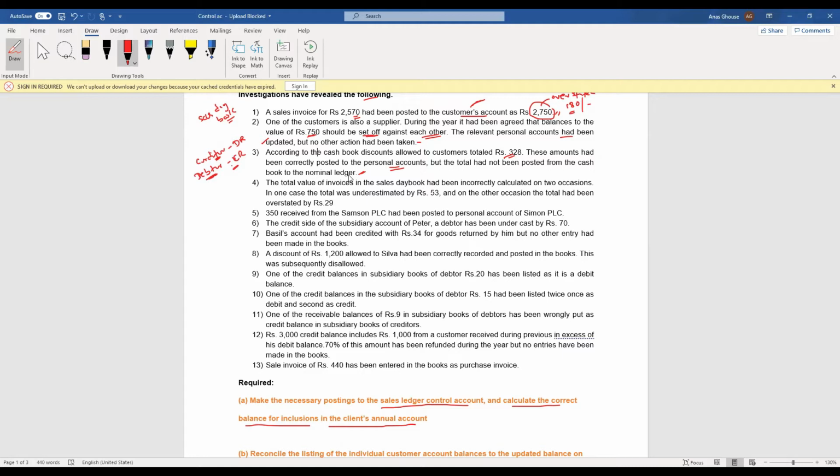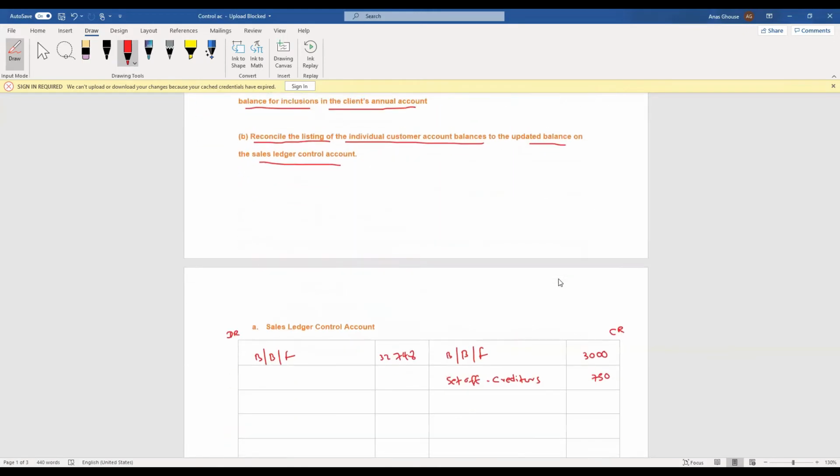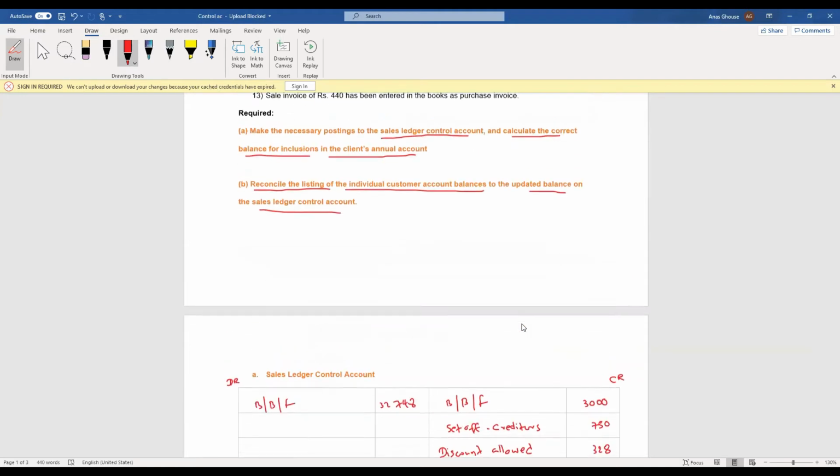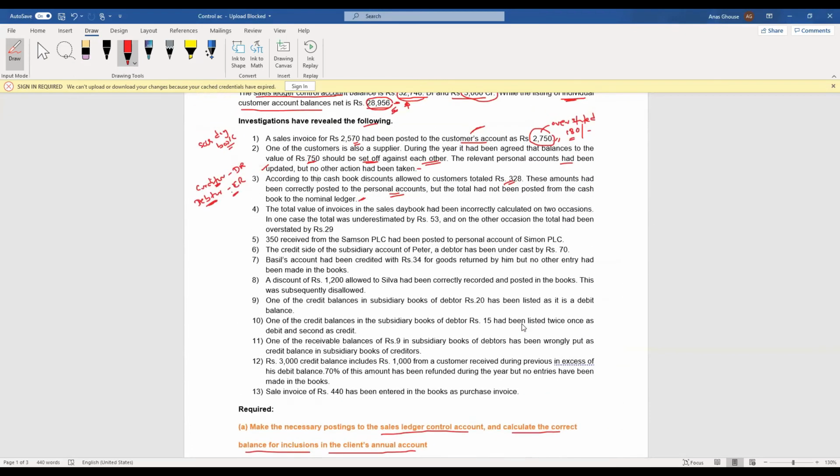Okay, so the customer account should be credited and the discount allowed account should be debited. So therefore, we can say discount allowed 328. Okay, so 328 has to be credited.